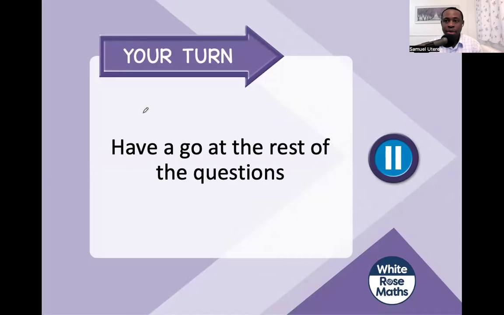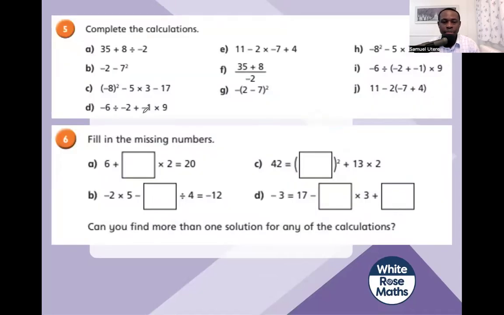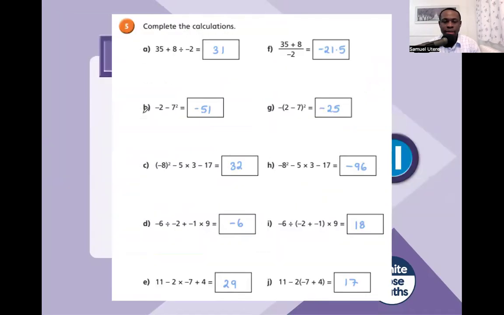It's now time to practice what you've learned. So pause the video and answer questions 5 and 6 in 8 minutes. Assuming you've paused the video and you've answered questions 5 and 6, here are the answers. So you can see the order of operations taking place all over.